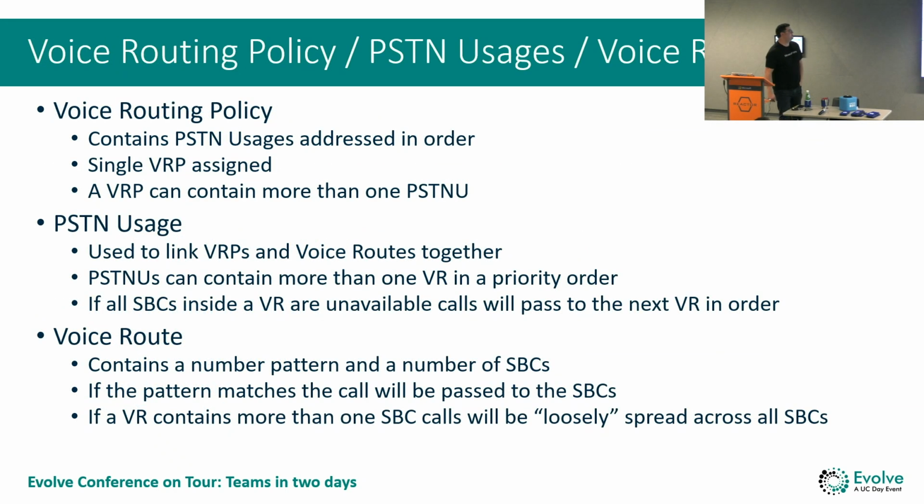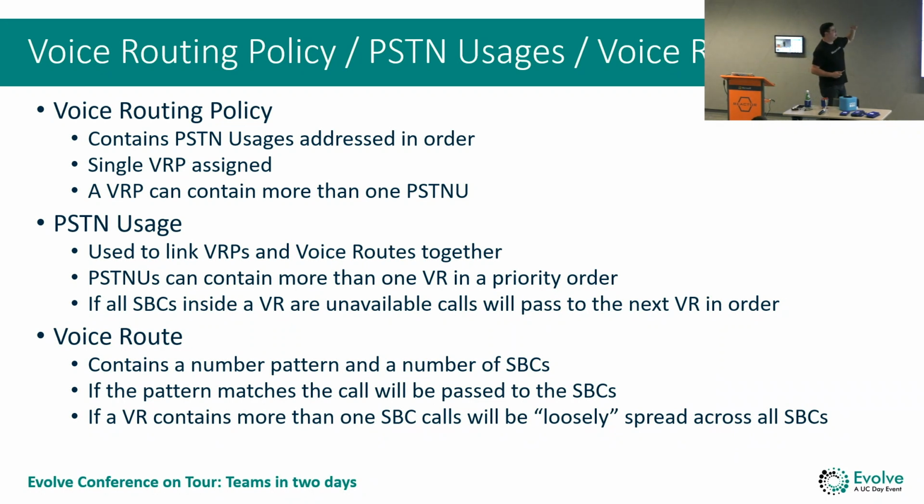The other thing that you have to assign to your user is a voice routing policy. So voice routing policy is the thing that acts as signposts for how users are actually going to make calls when they place one. So VRP contains a PSTN-U, and a PSTN-U contains a VR, a voice route, okay? So you remember the good old triangle that you used to have in Skype for Business days if you had these things and PSTN usages kind of glued everything together.